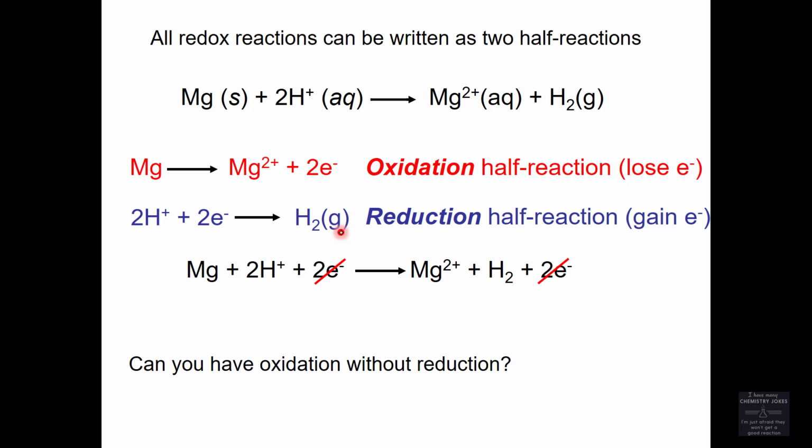Something to note is that you can never have oxidation without reduction. They have to be happening in a system together. So if you were to see only the magnesium half of this reaction, that's not the complete picture. That's only half of what's going on in a system.